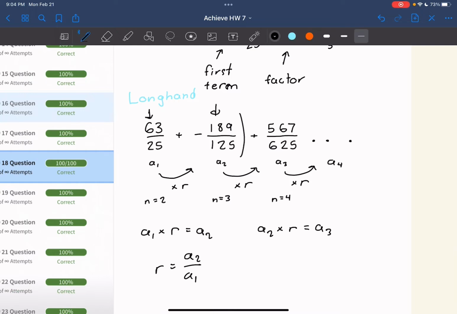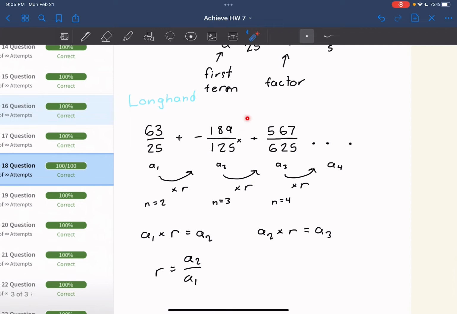Now, I said that you're able to just look at these first two terms and get your r, and that's true, but let's just test it. Negative 3 over 5, and we're multiplying. You take a negative number times another negative number. Negative times negative is going to give you the positive. And 189 times 3 is going to give you 567. 125 times 5 is going to give you 625. So you can see that this r right here is the same thing as this r. We multiplied by negative 3 over 5 right here to get this. And we multiplied by negative 3 over 5 to get this. This is the reason why it's called a geometric series, because we can multiply by this r. Okay, cool.